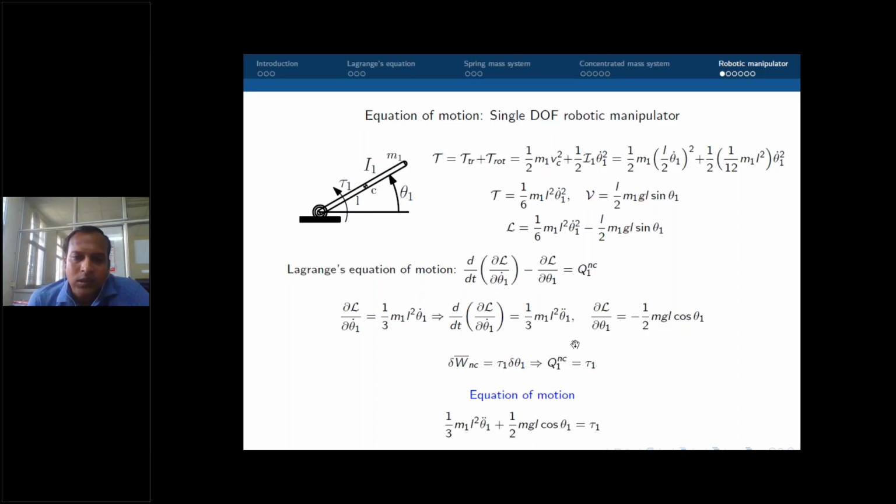Substitute all these quantities in the Lagrange equation of motion. If you substitute all these quantities in the Lagrange equation of motion, we get the final equation of motion, which is written at the bottom of the slide. This is the equation of motion of this rod. Okay, let us move to the next example.